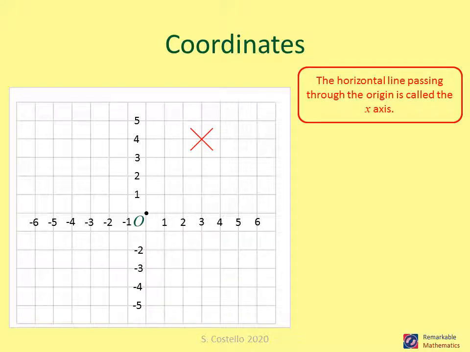The horizontal line passing through the origin is called the x-axis. The vertical line passing through the origin is called the y-axis.